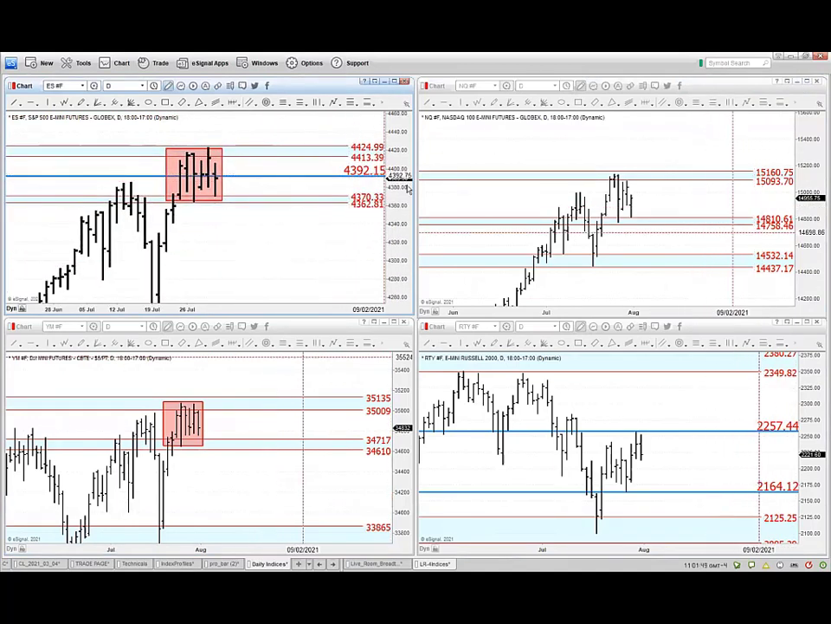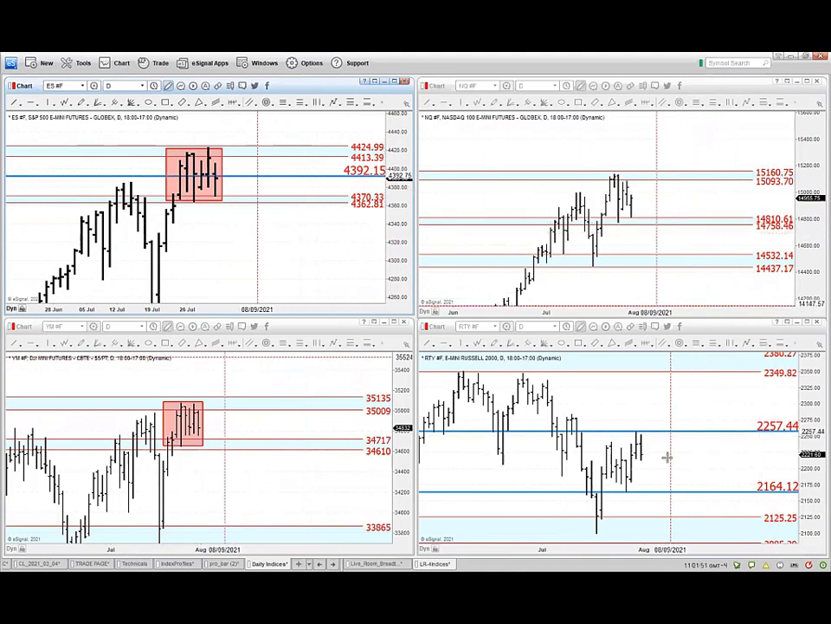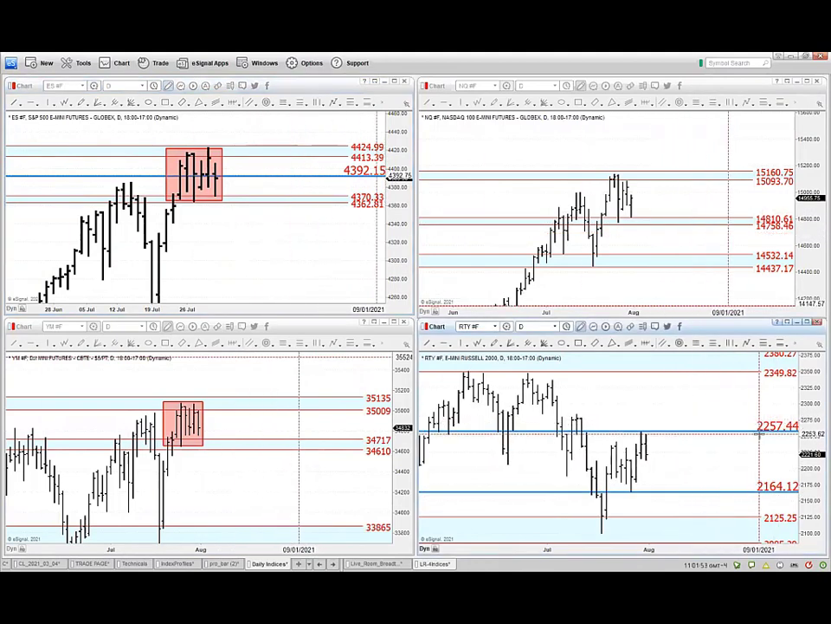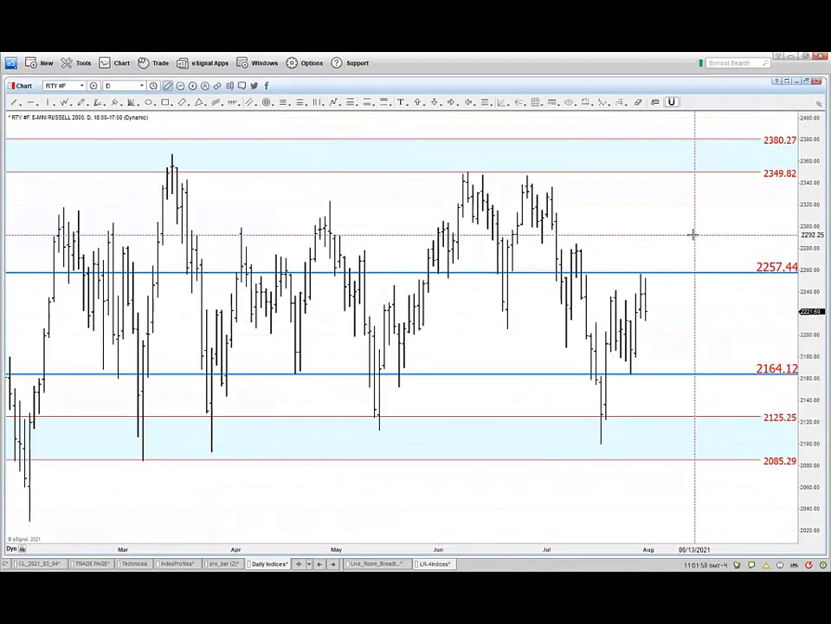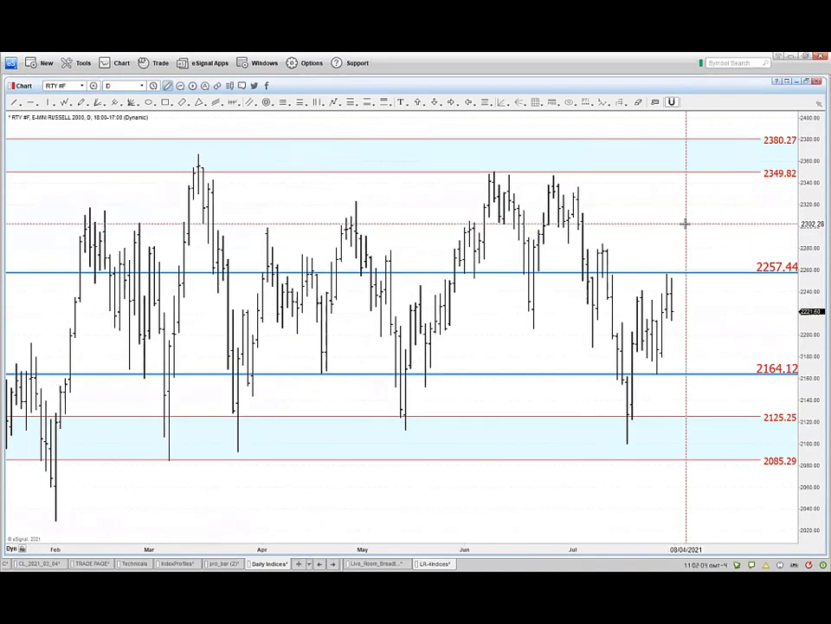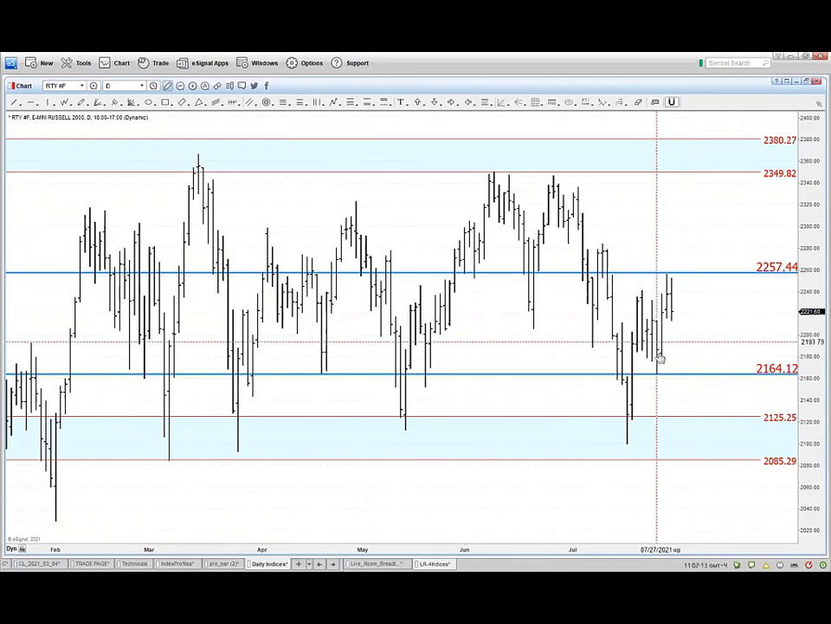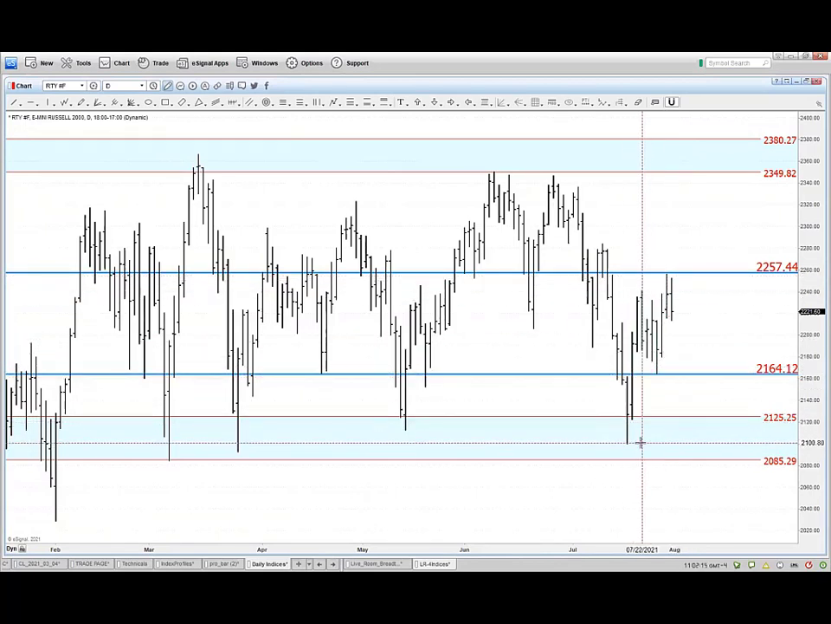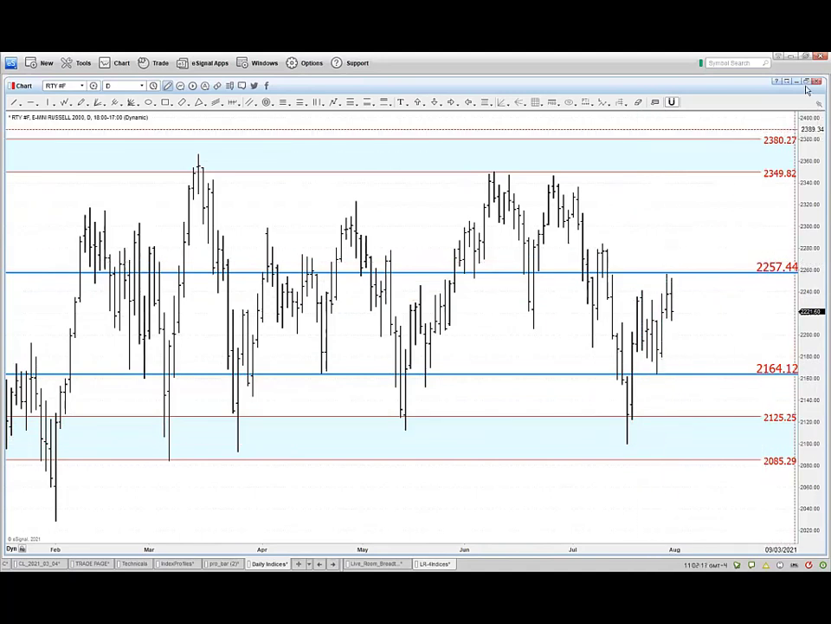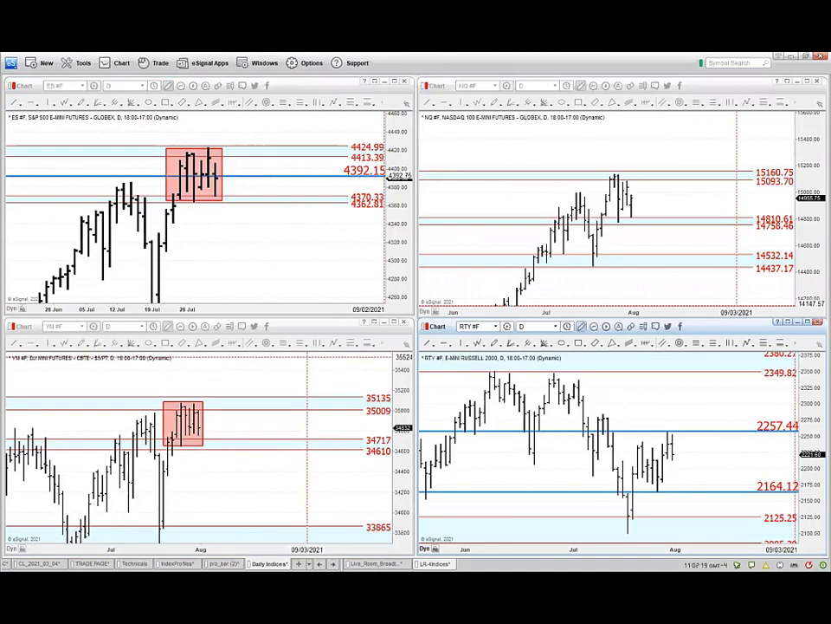Same exact concept applies. You have sort of a two-sided trade in the Russell. I'm going to talk about the Russell. It's a really important contract at the moment, and this is an extraordinarily mature structure. If the Russell were to take out the high from last Thursday, it could be very bullish. If it takes out this low, it's going to test this level very likely. But we'll get more into that in just a minute.